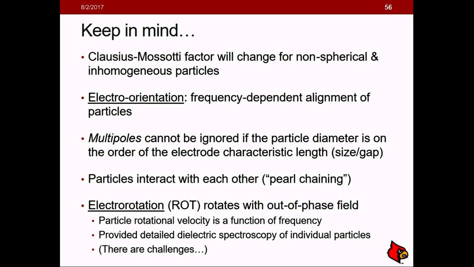Electrorotation is a technique we do not talk about. Think of your quadrupole geometry, 0, 90, 180, 270, but now you're applying an out-of-phase component, and your particle, depending on the frequency, will rotate in one direction or the other at a certain rotational velocity, and you can extract the dielectric properties of the particle based on its rotational velocity response. So you can get dielectric spectroscopy of individual particles using this technique. There are challenges associated with that. We won't get into those, but that technique does exist.